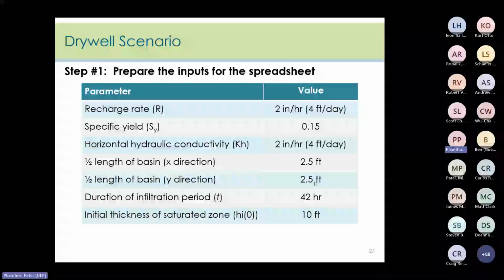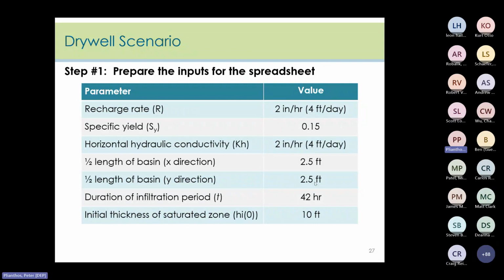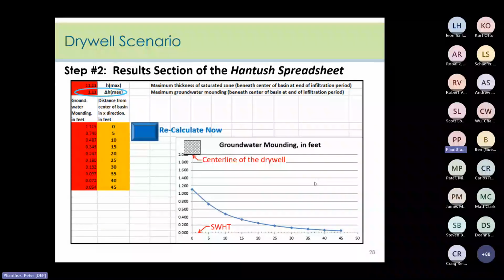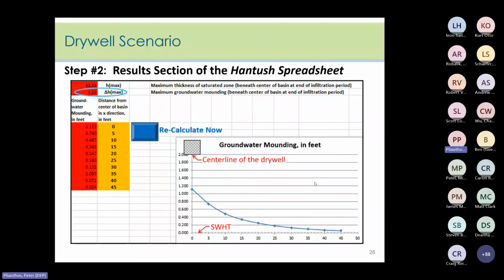The horizontal hydraulic conductivity is the same as the recharge rate since the site is located outside of the coastal plain. The duration of infiltration period is 42 hours, and the initial thickness of the saturated zone uses the default value of 10 feet. The results show the maximum height of groundwater mounding, 1.11 feet, that will occur at the end of the duration of infiltration period at the center of the dry well.